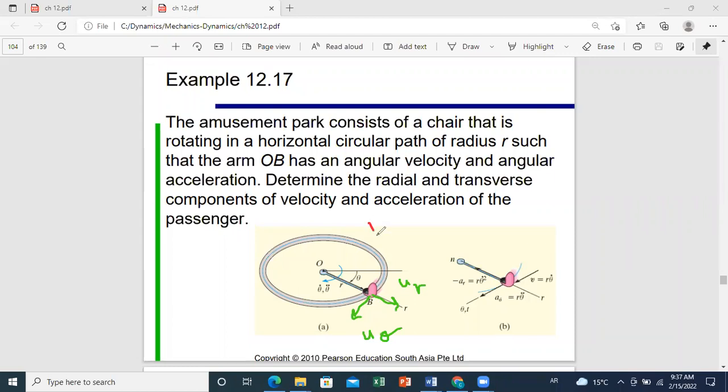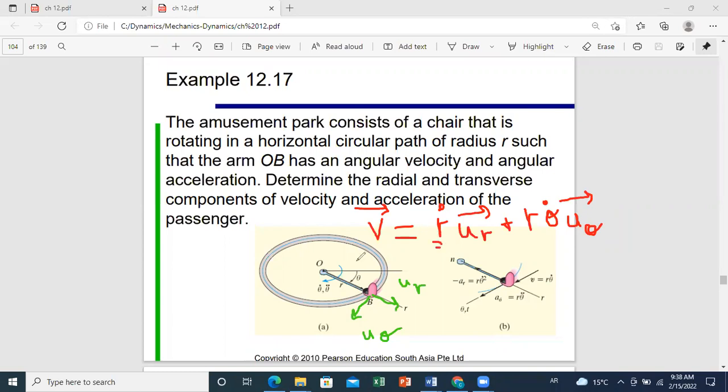And we have seen that the velocity vector is given by r dot UR plus r theta dot U theta. Okay, and we said that r dot represents the radial component and r theta dot represents the transverse component of velocity. Okay, now if we want to do the analysis here, what is r in this problem?